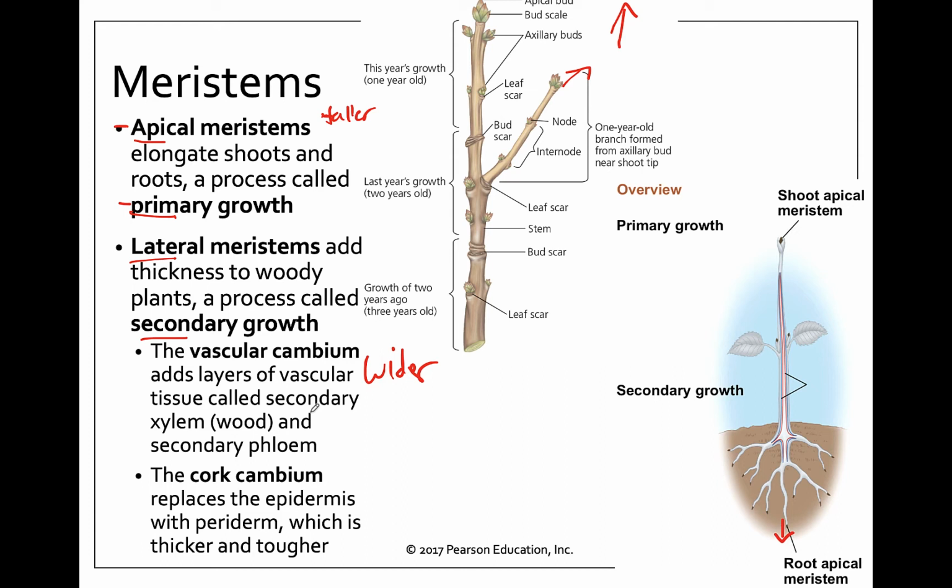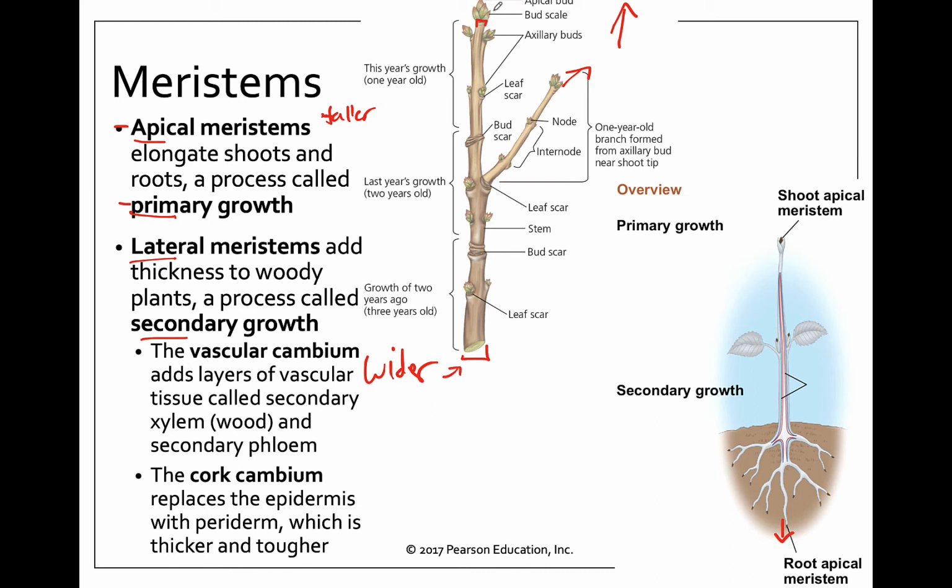So secondary growth is going to happen in regions where maybe there was primary growth a year or even 2 years ago. This is why the bottom of the plant is wider than it is at the tip of the plant, because the reason it's wider is because of this secondary growth.